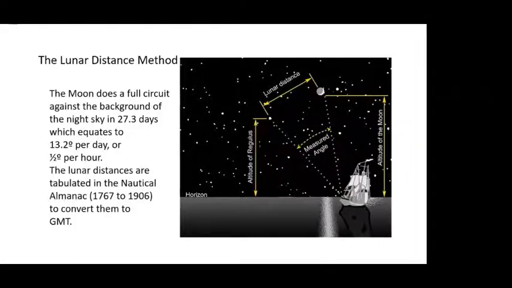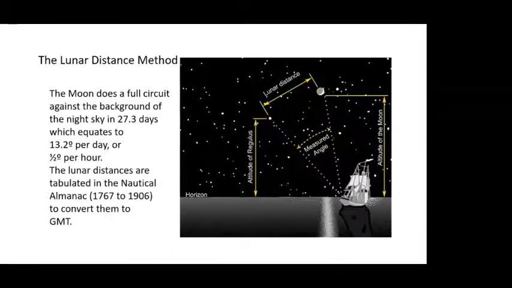So if you've got accurate tables in your nautical almanac, you could take the angle and immediately go to the nautical almanac and say that when I took this angle, the time was that. However, the moon does a full circuit against the background of the night sky in 27.3 days, which equates to 13.2 degrees per day or half a degree per hour.